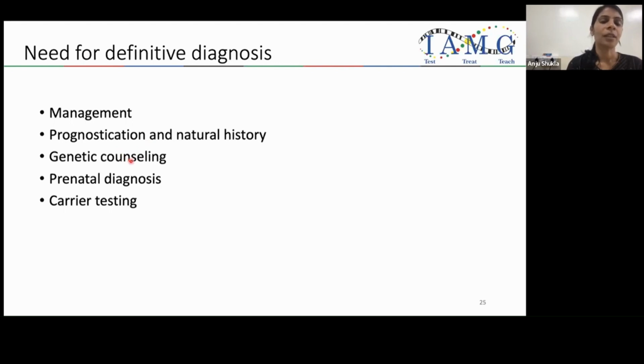This also helps us to give them informed genetic counseling, again, regarding the risk of recurrence, the at-risk members in the family, and the risk of recurrence in the subsequent children, and offering them prenatal diagnosis, which is not possible if there is no molecular diagnosis available. It also helps in carrier testing for extended family members as well.